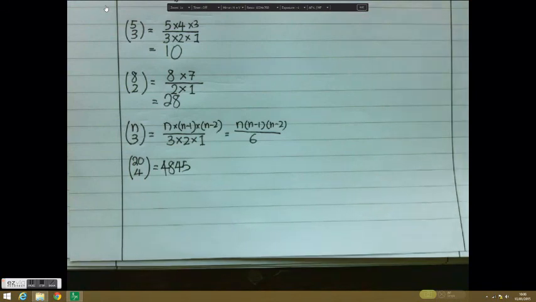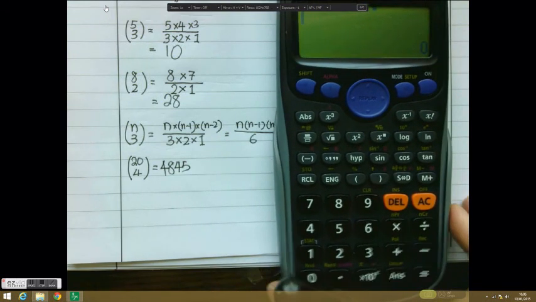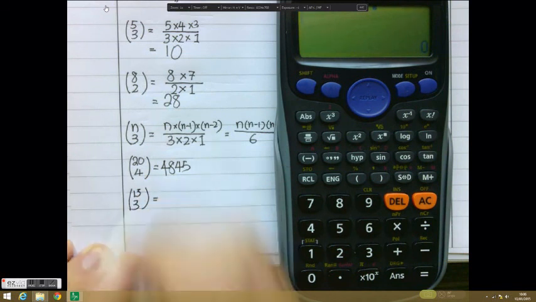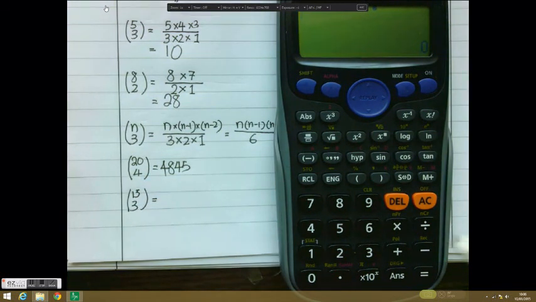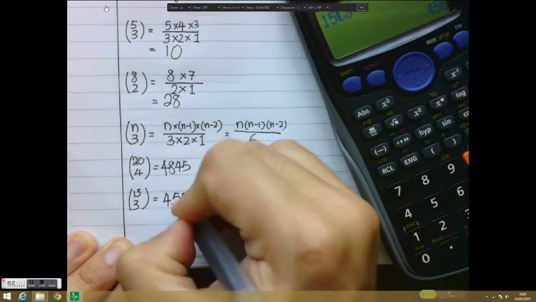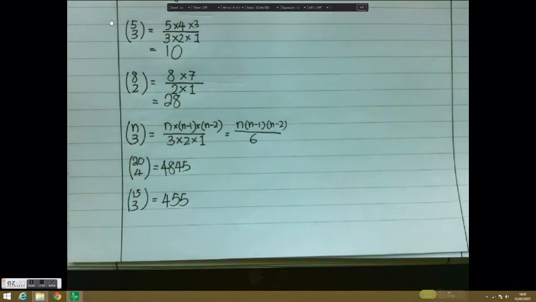Next is the Casio calculator. Let me put the Casio calculator down there first, and I give you the example: 15 choose 3. Your choose button is here, NCR, in yellow, so yellow and yellow. I type 15, choose 3, press equals, and I get 455. And that is the end of my demonstration and explanation for terms to know in the binomial theorem.